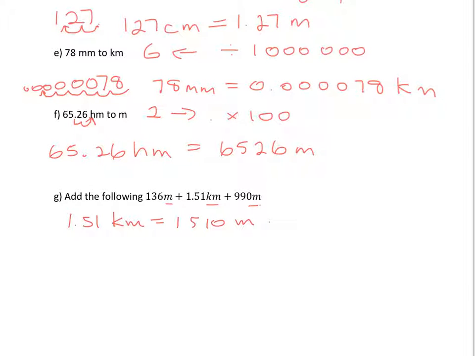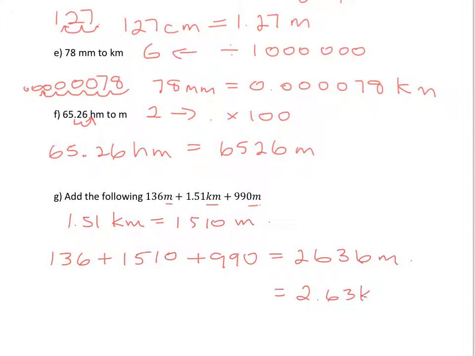So now we can do our adding. 136 plus 1,510 plus 990, and that will give us 2,636 meters. If we needed to have our answer in kilometers, we could then divide by 1,000, and we could then get to 0.636 kilometers.